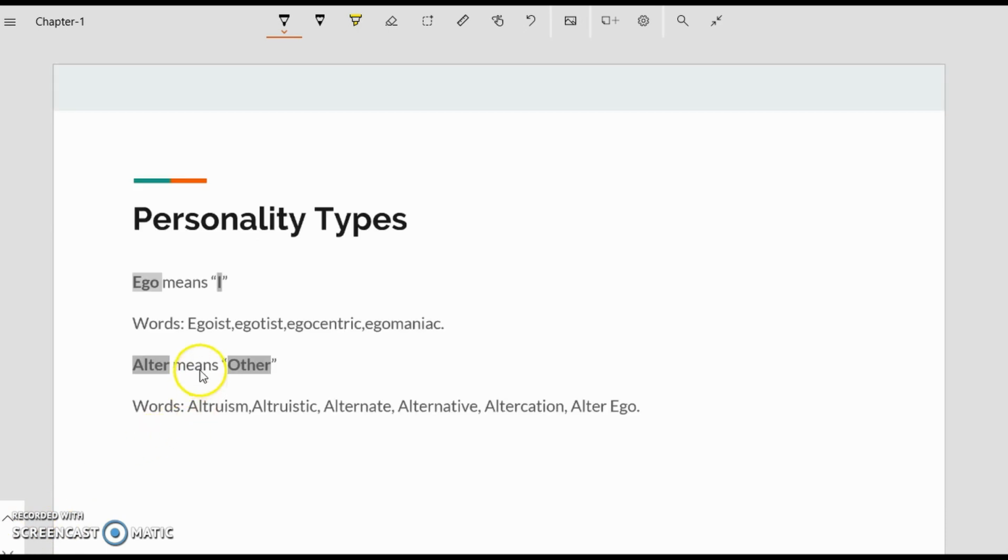So let's not delay. Let's dive into chapter 1. Chapter 1 deals with ideas. As I mentioned earlier, the book deals with concepts. Chapter 1 is all about personality types. My structure would be that I'll go with the root word first, explain its meaning, and derive the words that come from this root word.